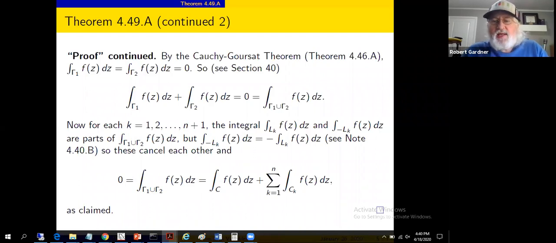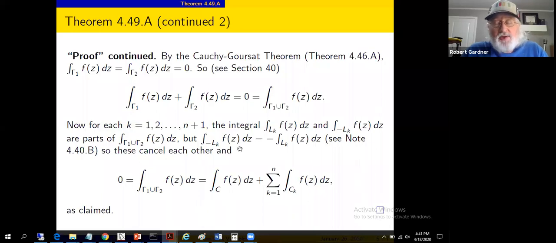Okay. Now we set this up where we cross those little polygonal line segments, the L1, L2, and L3 in the picture. We crossed them in one direction, and then we crossed them in the reverse direction. Well, when we integrate along L in one direction, we get the negative of integrating along L in the opposite direction. Properties of integrals, I guess it was note 4.40.b. So when we integrate around gamma 1 union gamma 2, we're going to get cancellation of those pieces of the integral over L1.